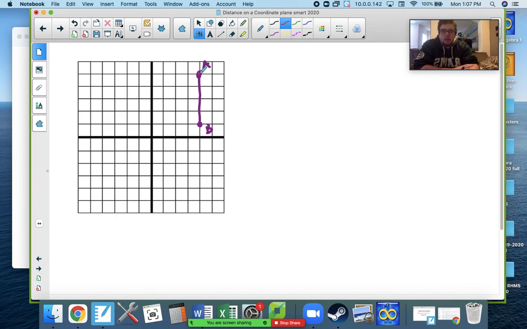So from A to B, 1, 2, 3, 4 is that distance. We're able to count it. The same thing is true if our line is perfectly horizontal, say from B to C. That was 3.